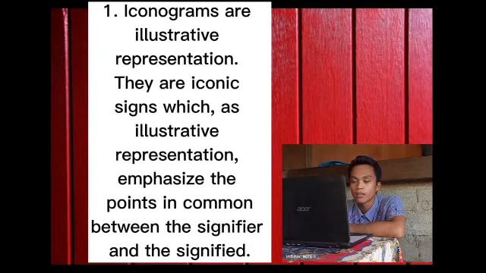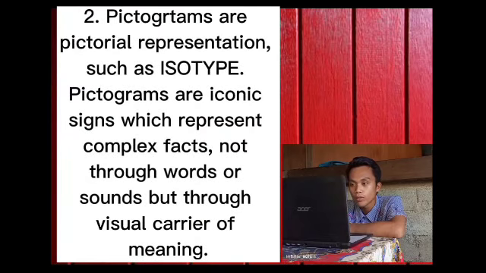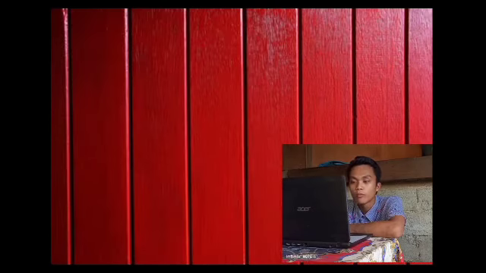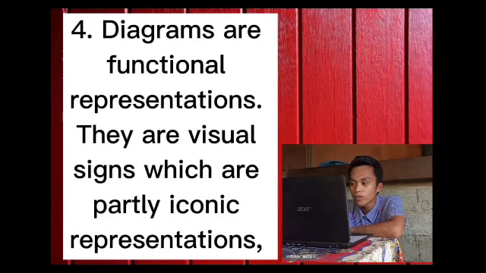Number 2, pictograms are pictorial representation such as isotype. Pictograms are iconic signs which represent complex facts, not through words or sounds but through visual carriers of meaning. Number 3, cartograms are topographical representation with complex function and iconic facts. For example, an atlas or the ground plan of a house. Number 4, diagrams are functional representation.